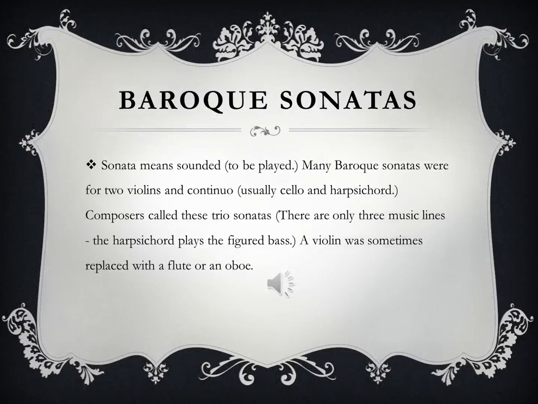Baroque sonatas. A sonata means sounded, which is to be played. Many Baroque sonatas were for 2 violins and continuo, which is usually the cello and harpsichord, and I'll play this one for you at the moment, which is a Bach one. Composers called these trio sonatas. There are only 3 music lines. The harpsichord plays the figured bass. A violin sometimes was also replaced with a flute or an oboe.